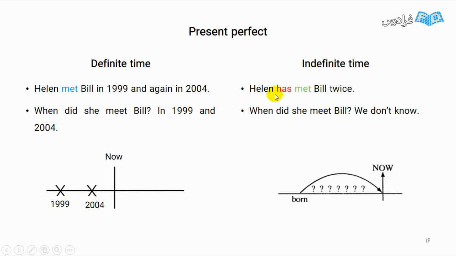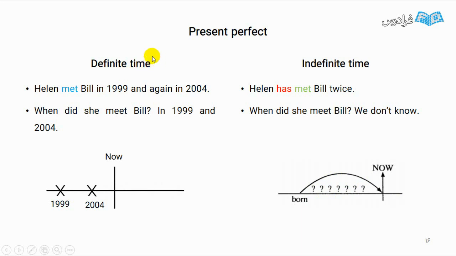But look at this example. Helen has met Bill twice. When I say this sentence and ask you, when did she meet Bill? You can't answer. We don't know. Imagine that Helen was born here and now we are here. This can happen anytime, from here. We don't know when it happened. We don't have any specific or definite time.